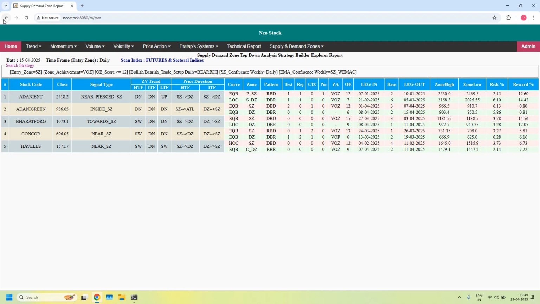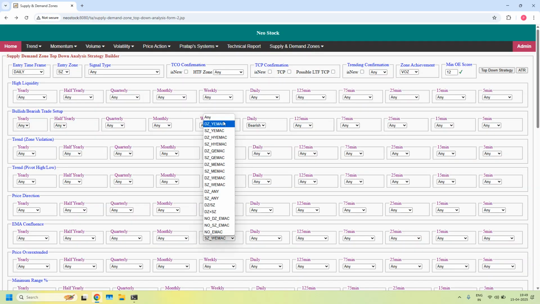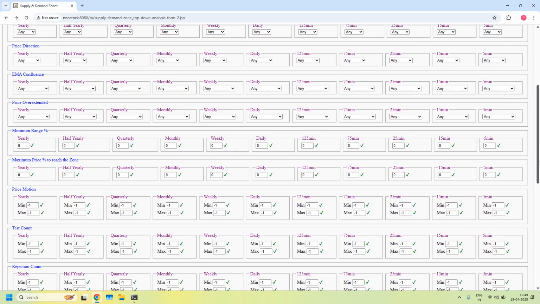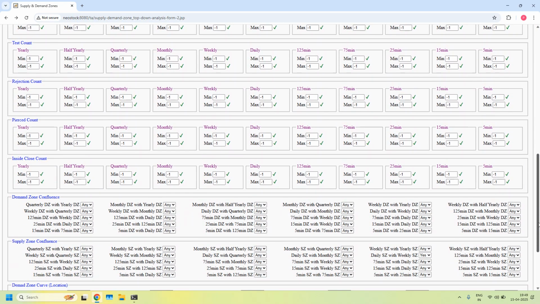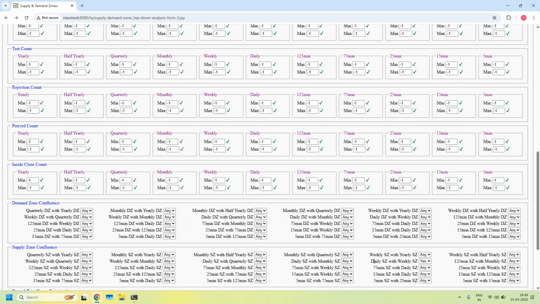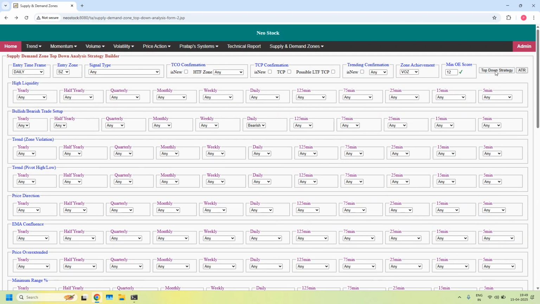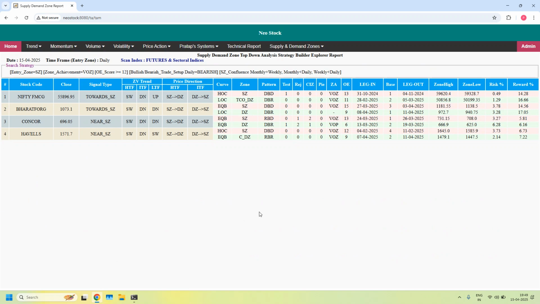Next, let us look into LTF, ITF, HTF supply zone confluence supported stocks. I removed the EMA filter. In the supply zone confluence, we have to set 3 filters. First, daily and weekly supply zone filter enabled. Next, daily with monthly supply zone confluence, and weekly supply zone with monthly supply zone confluence. With all the 3 filters, we got 4 stocks.